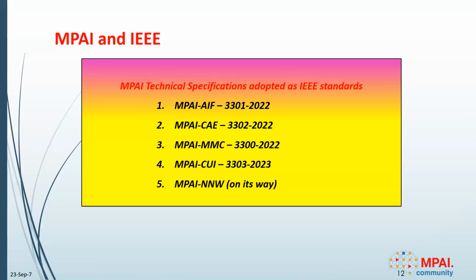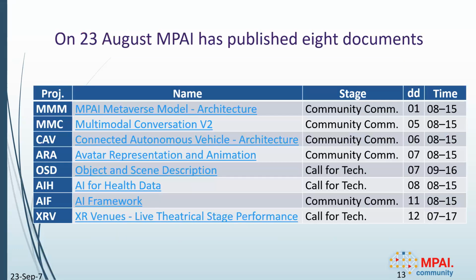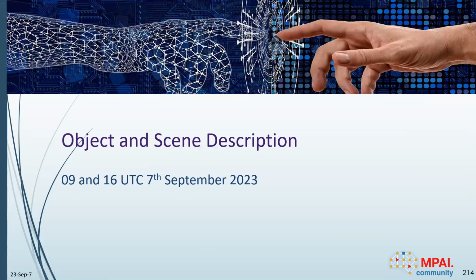Good to mention the fact that IEEE has adopted, without modification, 4 technical specifications as IEEE standards: the AI framework, the audio one, the multimodal conversation, and the financial one. And we have a 5th one on neural network watermarking that is on its way. I'm proud to say that all this has been achieved in less than 3 years. So let me now go to present the specific part, object and scene description.